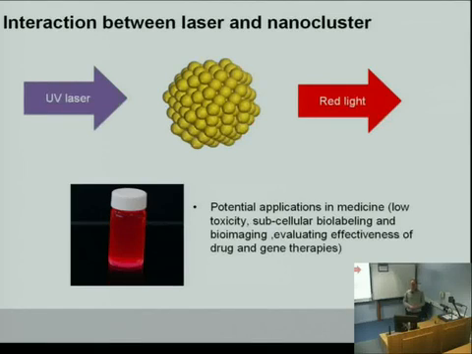So now I'll hand you over to Daniele, who'll talk about laser applications in his area of research.